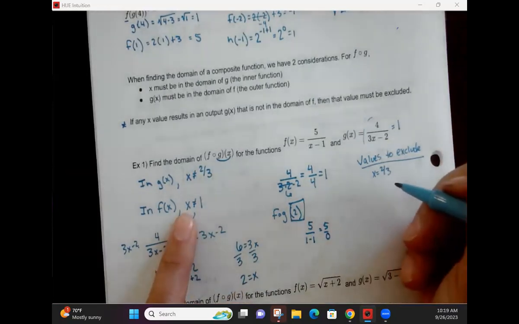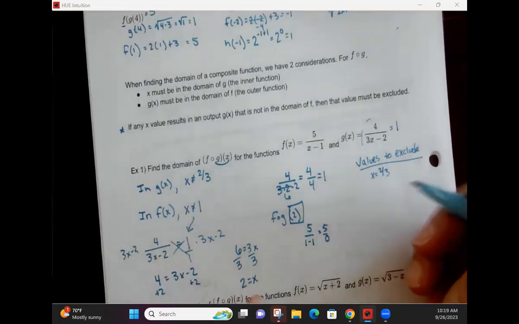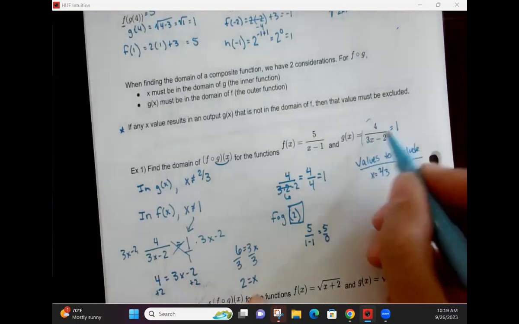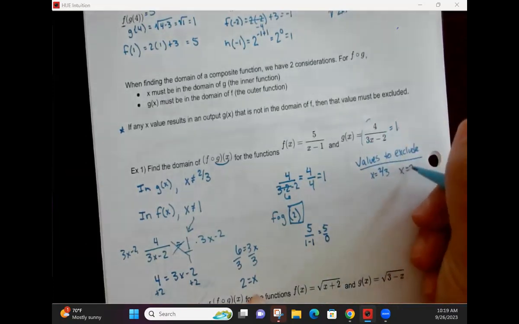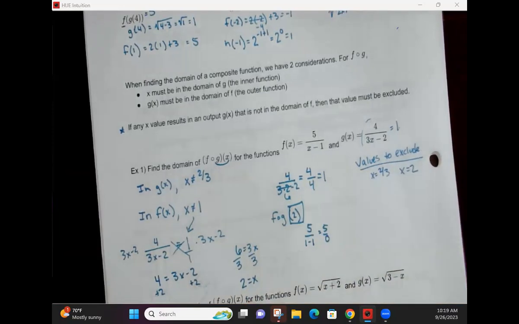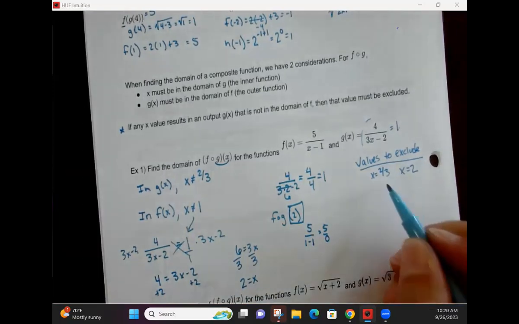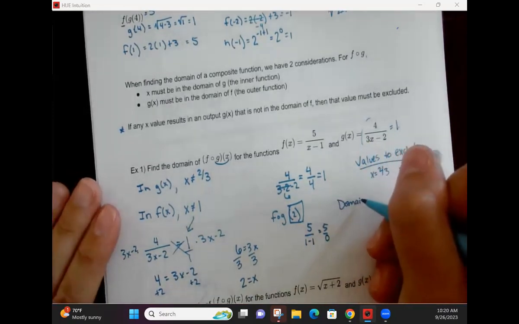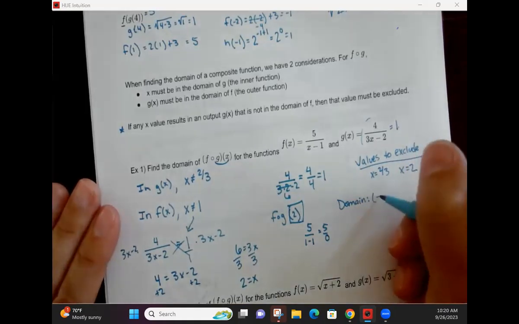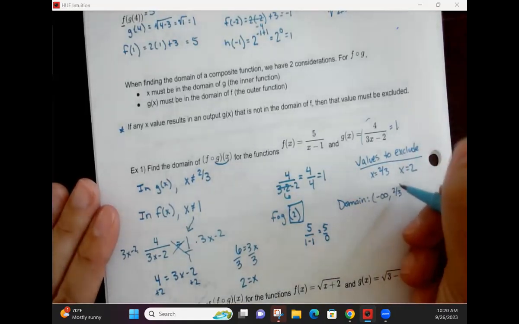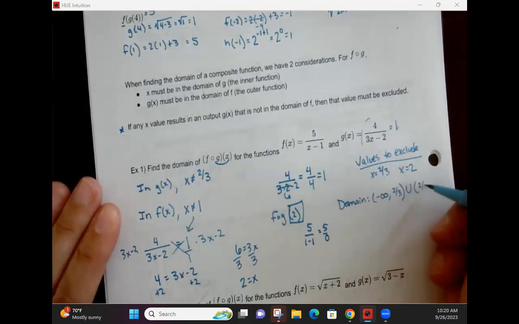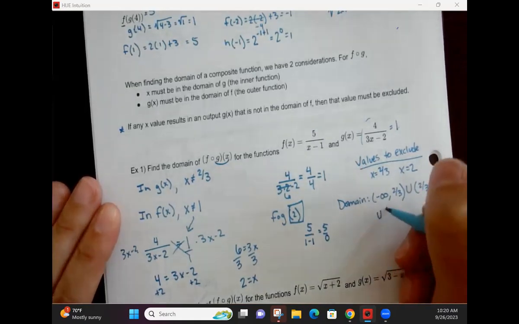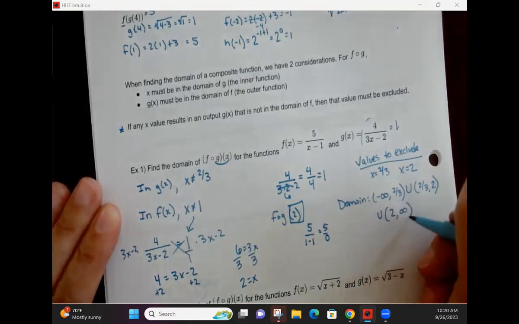X equals 1, not a problem. It's 2 that's the problem because I need to know what makes that first function equal to 1. So I also need to exclude 2. So when I go to write my domain, everything is okay except 2/3 and 2. So my domain would be negative infinity to 2/3, 2/3 to 2, and then 2 to infinity.